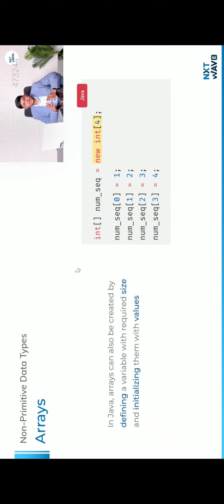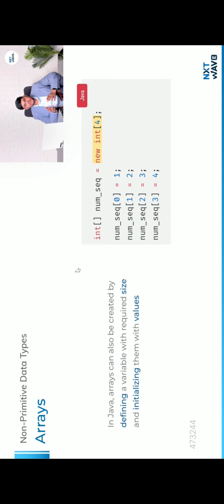Instead of assigning values to the array in the first place, we can just create an array of a particular size, and later on initialize values for that array. As you can see, we have created an integer array. Int square braces means integer array with variable name num_sequence, and to the right we are mentioning that we want to create an integer array of size 4 and assign it to num_sequence.